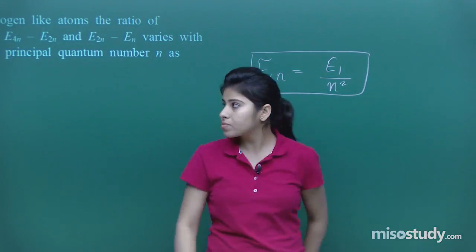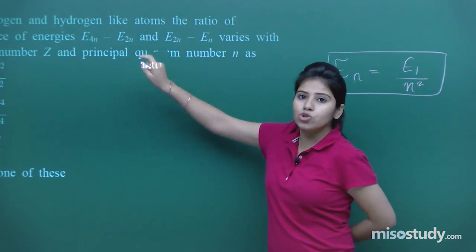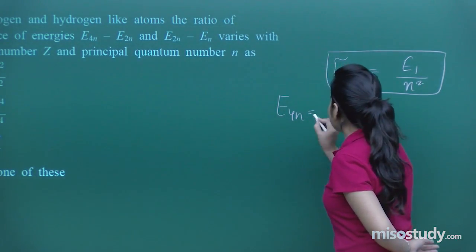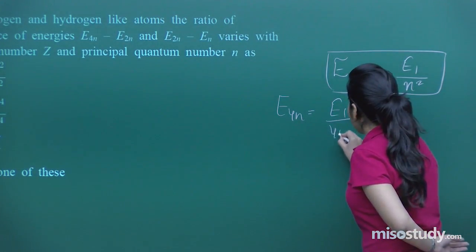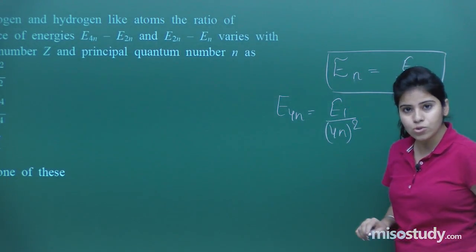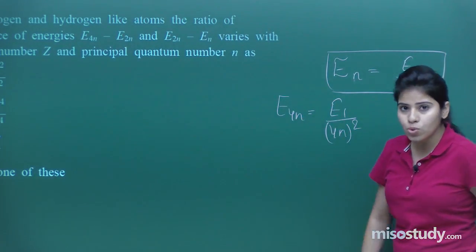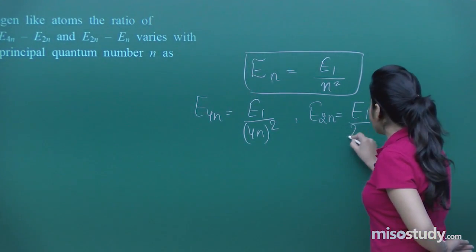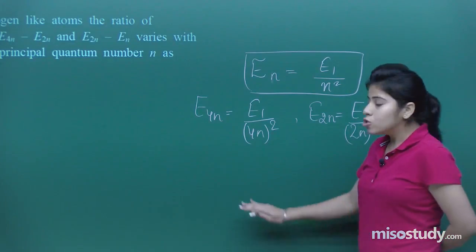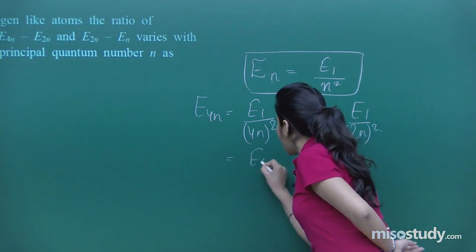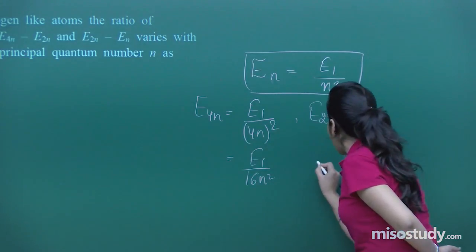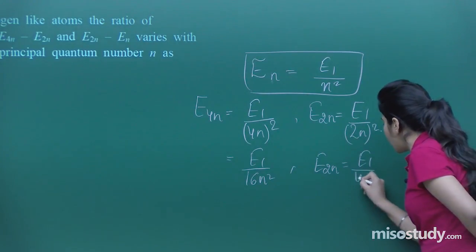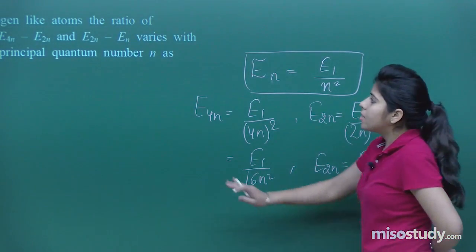We have been given E4n minus E2n. Now if I write for E4n, that will be E1 upon 4n square, right students? And if I write for E2n, that will be E1 upon 2n square. So my E4n will be E1 upon 16n square and E2n will be E1 upon 4n square, isn't it? Right? Now what I have to do?